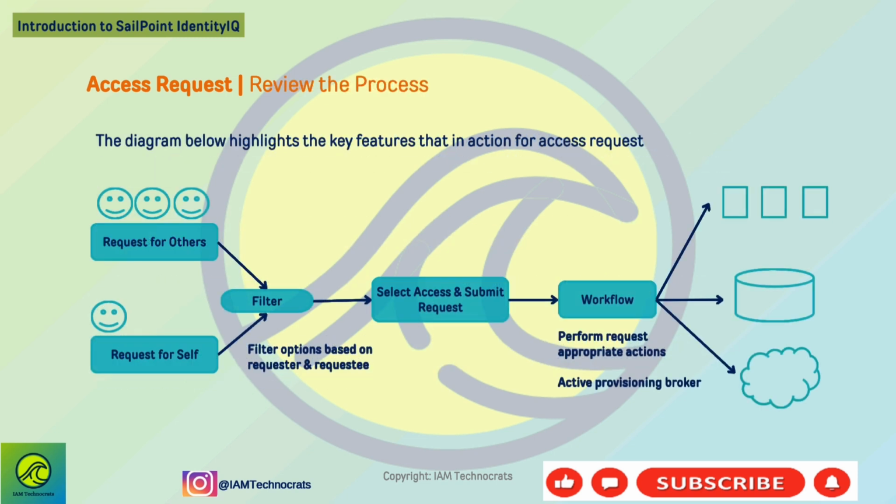Review the process. The diagram below highlights the key features in action for access request. On the basis of filter, one can make a request for oneself or for others. Filter options are based on requester and requestee. Next, they can select and submit the request. Then the workflow performs the appropriate actions and activates provisioning for the applications for which they have requested access.